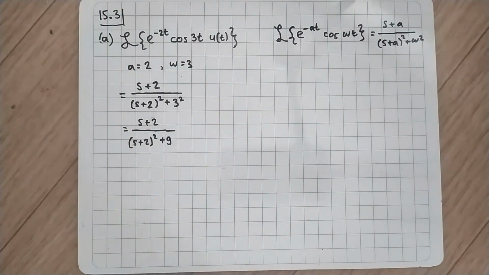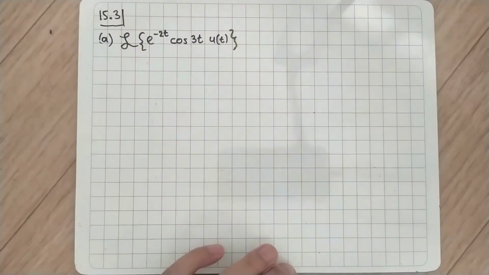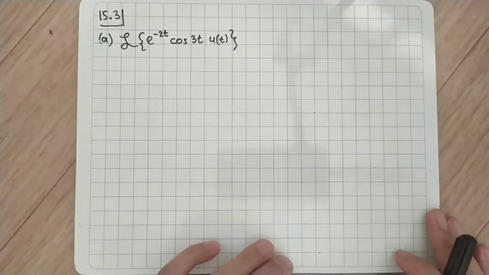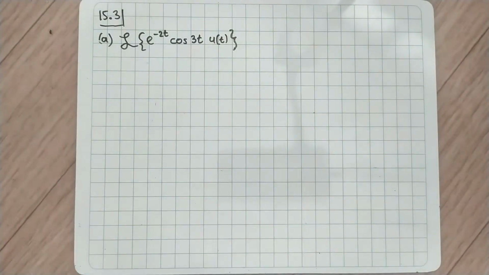Okay, now what if you don't have access to the lookup table? So we need to derive it. Okay, I will clean the board and let's see how we derive it. Okay, now we have cleaned the board, so we will derive the Laplace transform of this from the definition of Laplace transform.